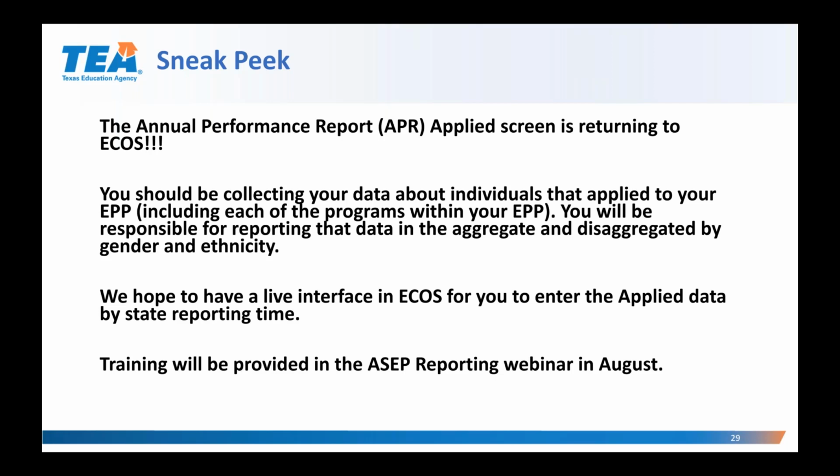If we are able to get this feature functional by state reporting time in August of this year, we will let you know, and we will provide you training in the ASEP reporting webinar in August. For now, though, please remember to collect the data for all applicants to each of the programs within your EPP, including teacher and non-teacher programs, such as principal and school counselor. Ultimately, you will have to report the applied data either using the spreadsheet or hopefully in a new user interface in ECOS.